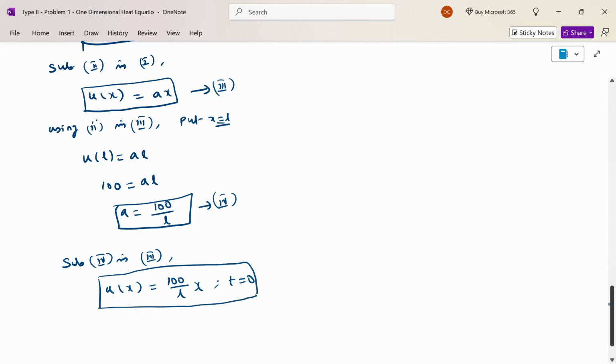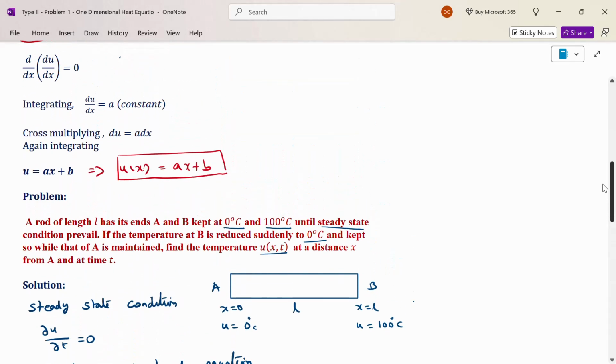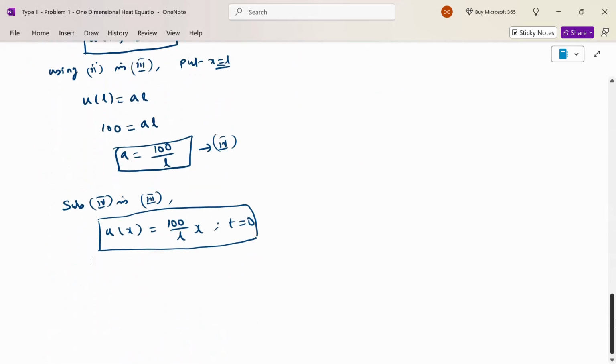So this is a function of x value, with the temperature at one end 0 degrees Celsius and the other end 100 degrees Celsius. Now, what is the problem to mention next? Look here. If the temperature at B is reduced suddenly to 0 degrees Celsius and kept so while A is maintained, find the temperature. So this rod we consider again.